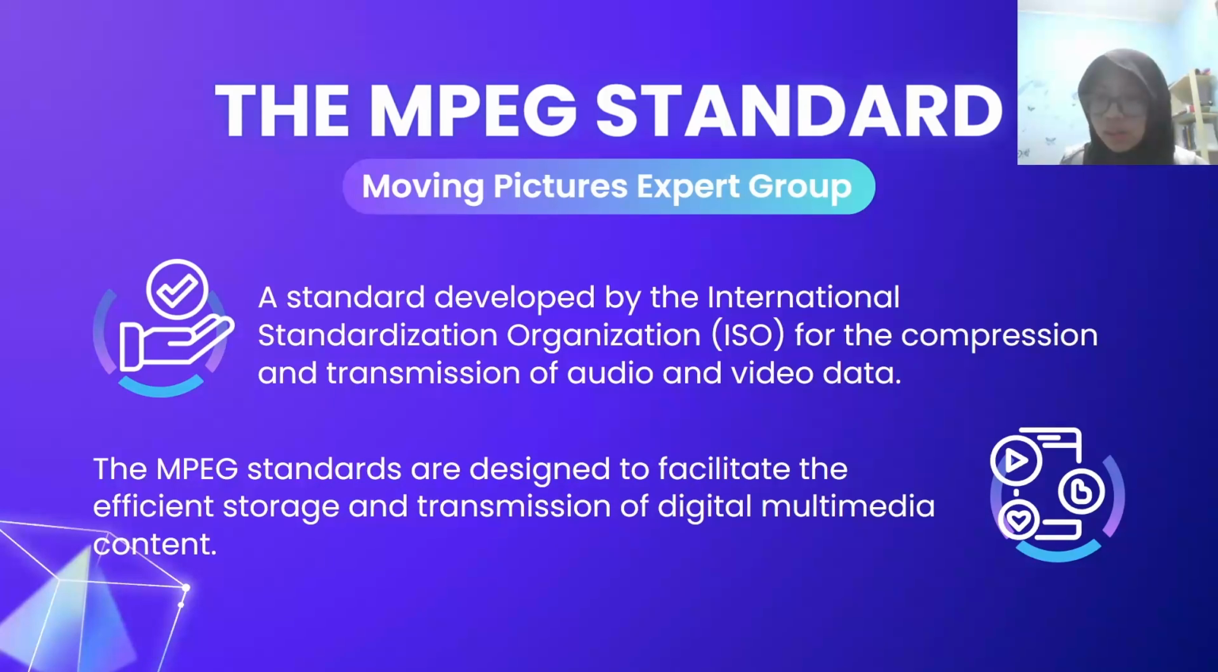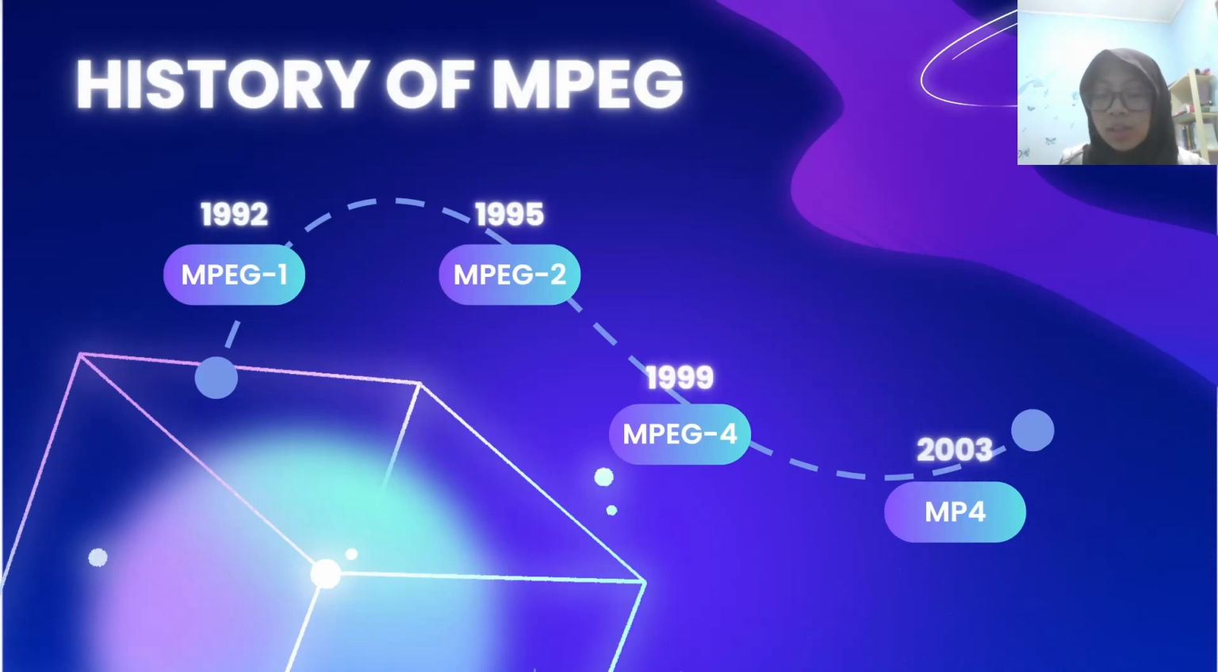So MPEG has a really long history, dating back to 1992 when the first one, MPEG-1, was created. And the next one is MPEG-2, made in 1995, and then MPEG-4 is made in 1999, and the last one is MP4, which is widely used today and is made in 2003.